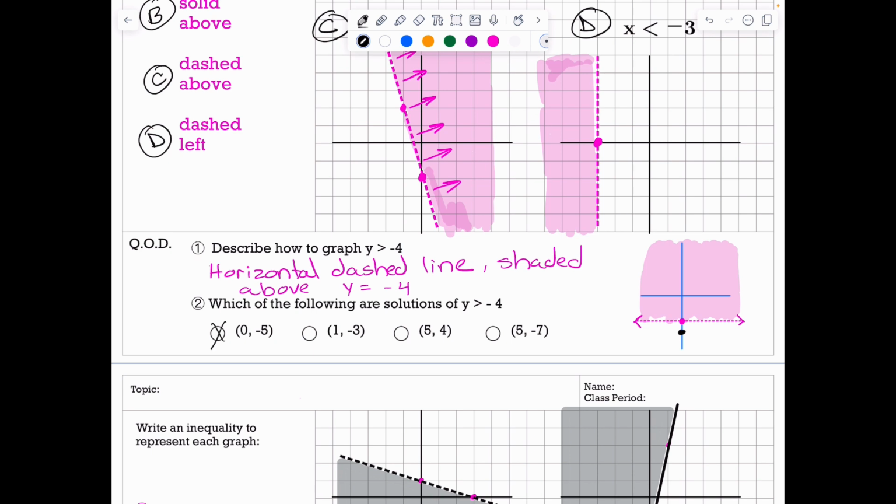Over 1, down 3. That is in the shaded area. So yes. Over 5, up 4. It's going to be right in there somewhere maybe. It is in the shaded area. Winner, winner, chicken dinner. And over 5, down 7. Nope. Not in the shaded area. Okay, moving on.